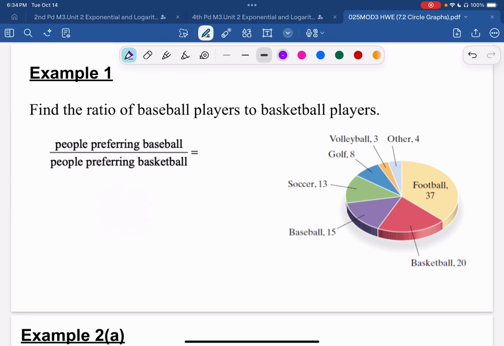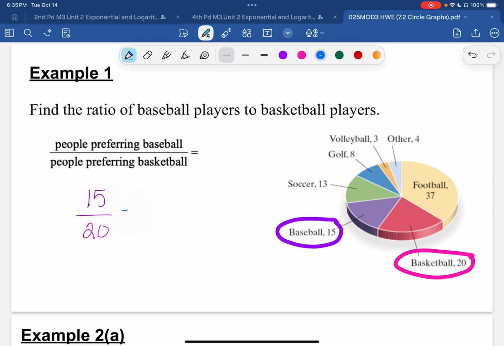In this circle graph, it tells you how many, so how many people prefer each sport. So this wants us to give the ratio of baseball players to basketball players. So how many people prefer baseball? So that's 15. And then how many people prefer basketball? Sorry, that's 20. So we're just going to simplify that fraction, that ratio. And so it's 3 to 4. That's all you got to do.